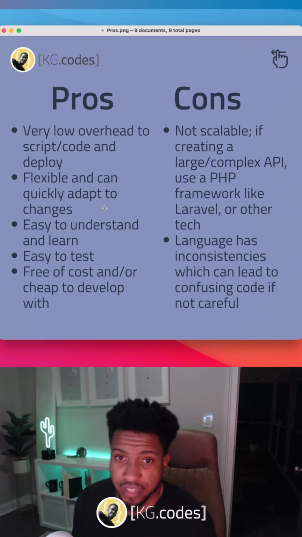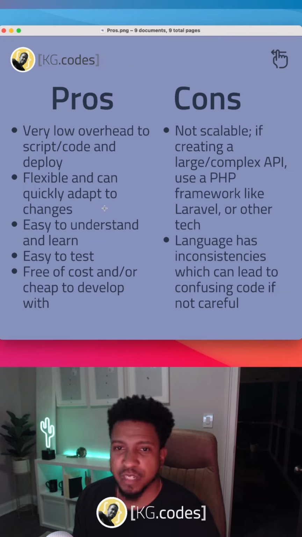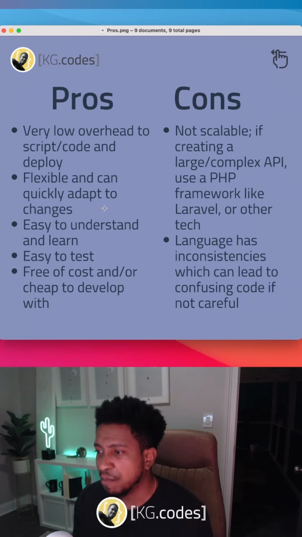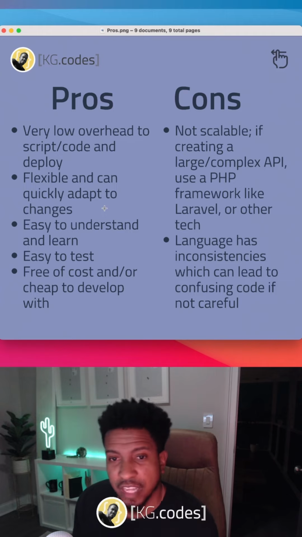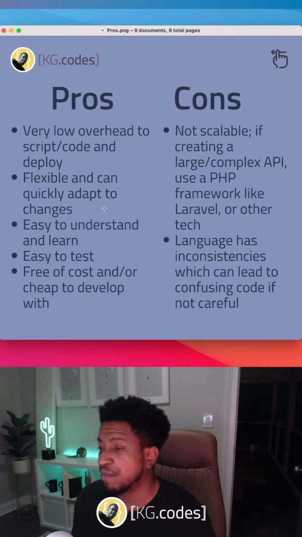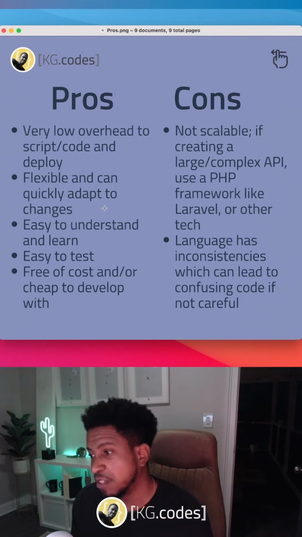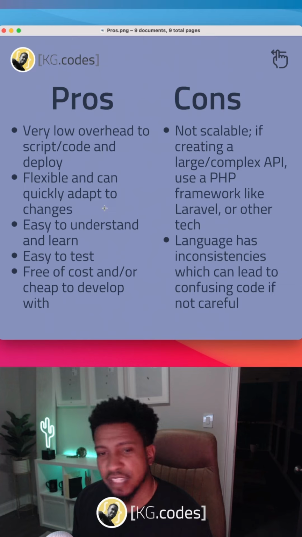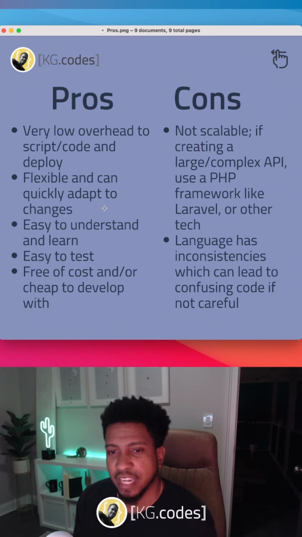The cons are it's not scalable. Once you create a really large API, you may need to use a framework, but there can be issues with scaling PHP as a language. So it's better for smaller scripting things. But I've seen where big companies have been able to use it, but to each his own. And then another con is the language has inconsistencies, which, like I said, can lead to some confusing code if you're not careful with what you're doing.